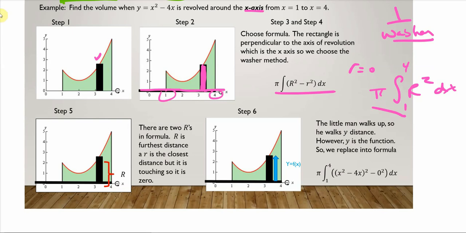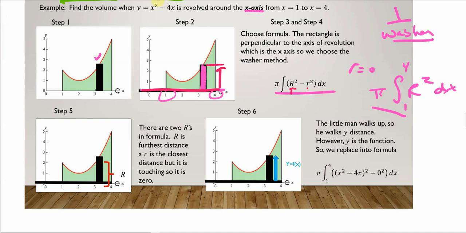R is going to be from step 1 to step 2. But sir, it's touching it. Nope. Remember, the little r is 0 because it's touching it. But what's my big R? My big R is going to be the furthest distance of my rectangle. So this is my R.